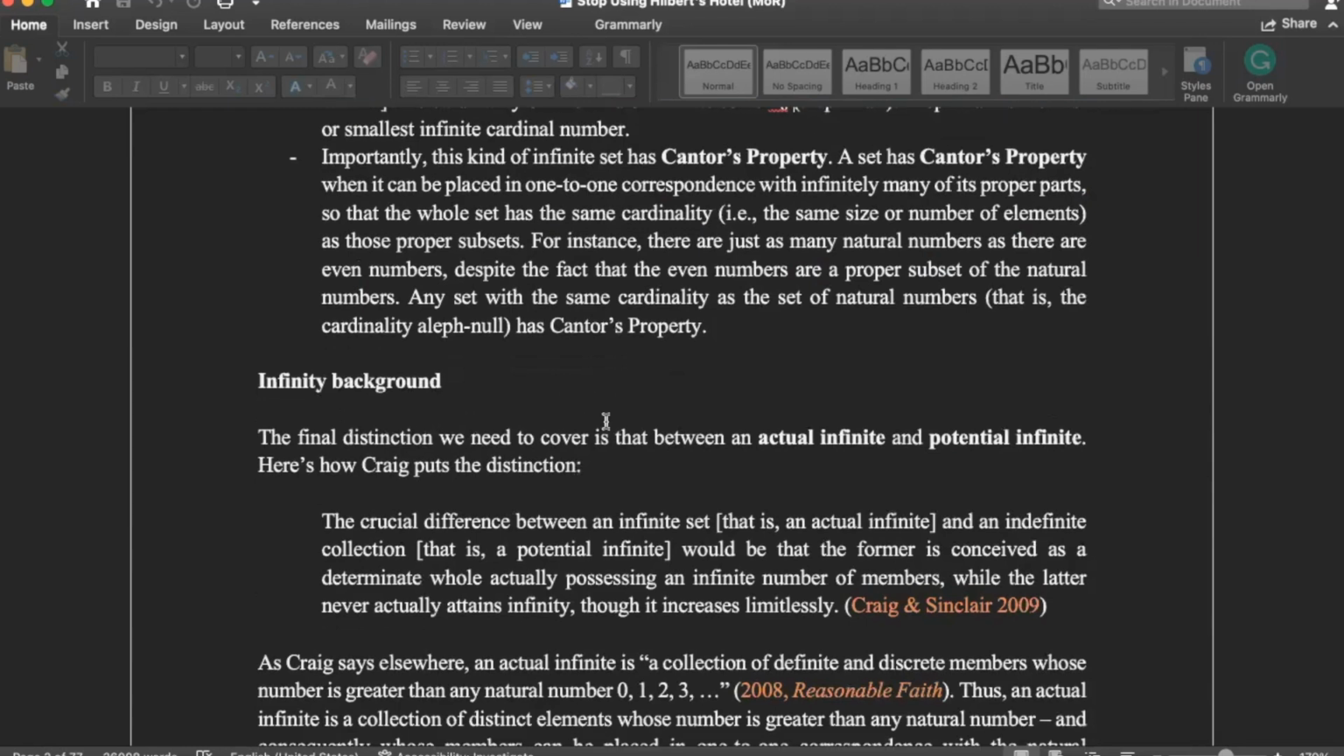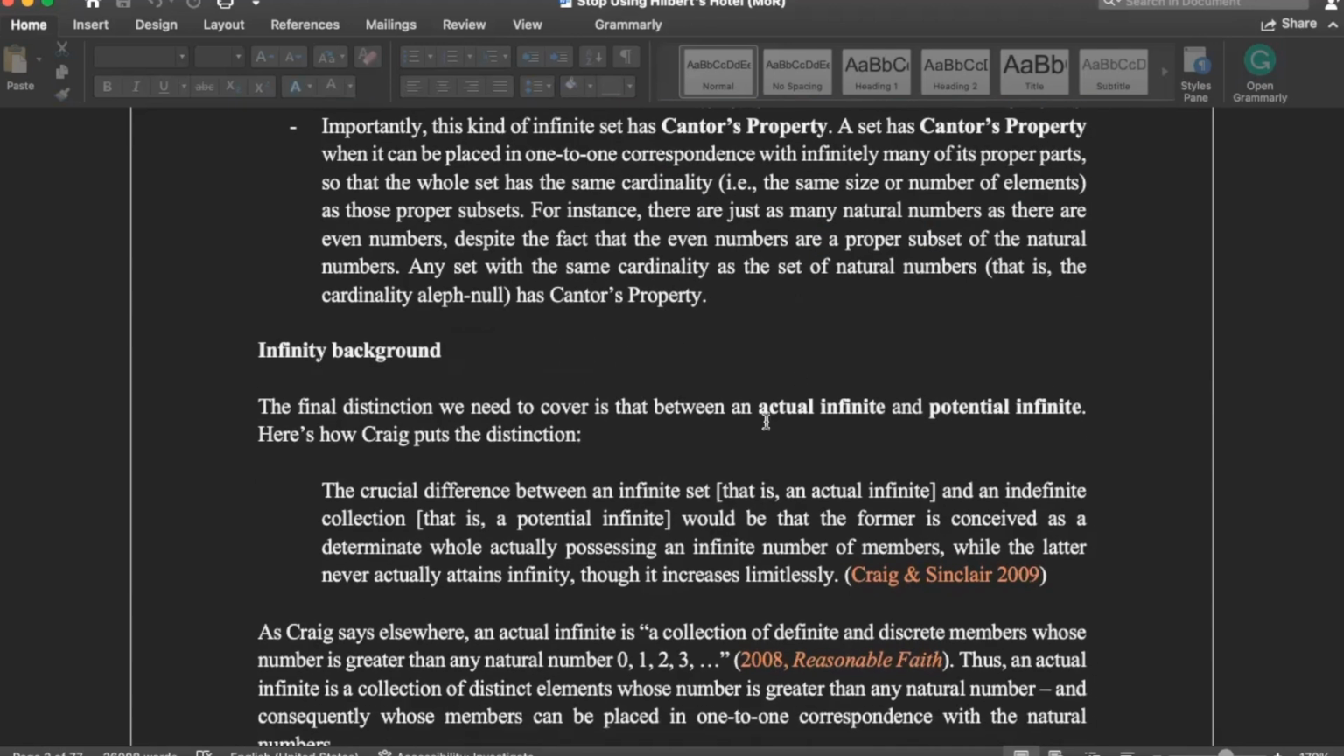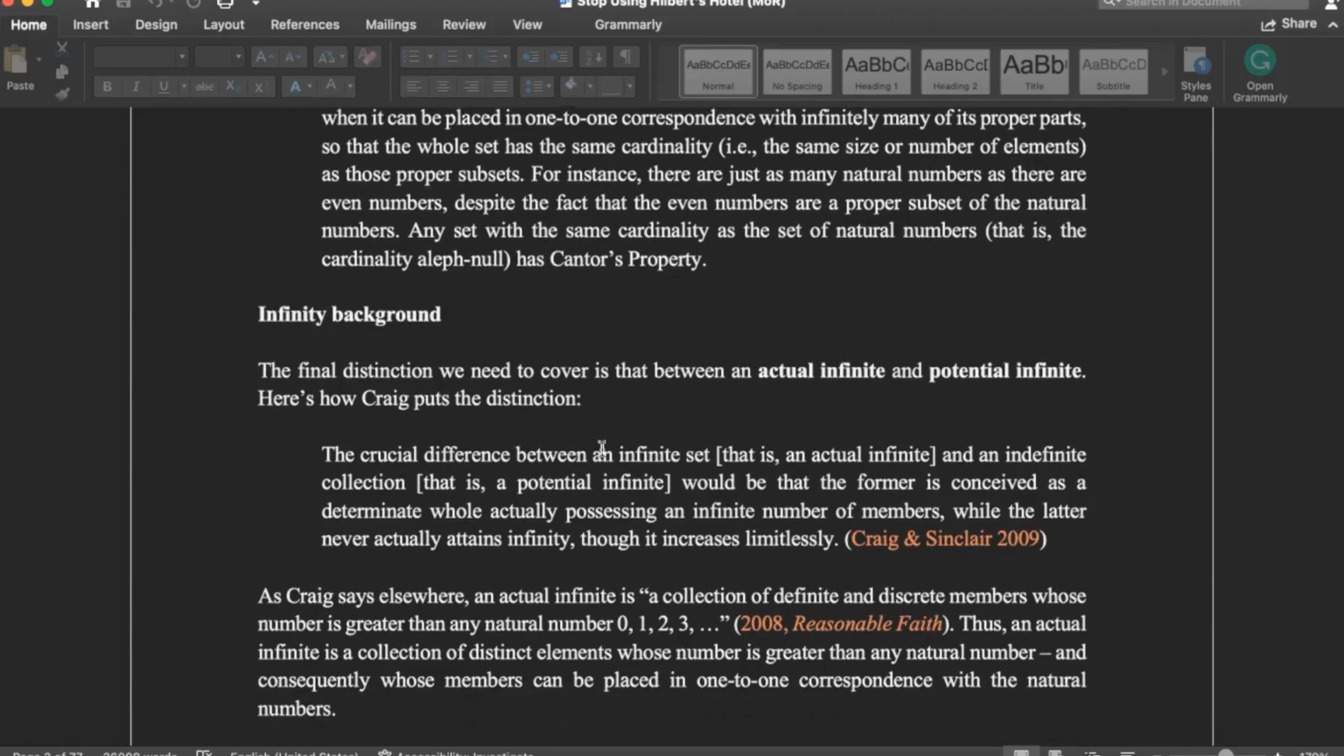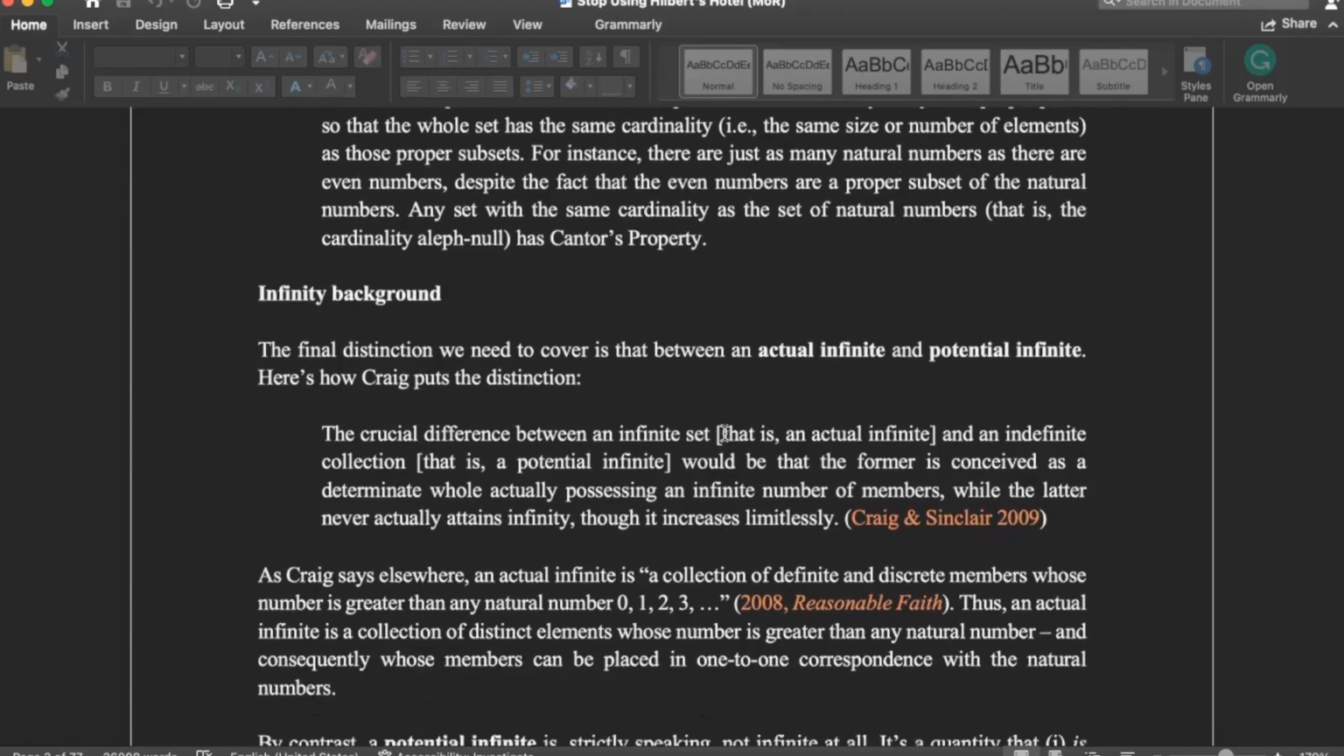Okay, so the final distinction we need to cover is that between an actual infinite and a potential infinite. Here's how Craig puts the distinction. The crucial difference between an infinite set, that is an actual infinite, and an indefinite collection, that is a potential infinite, would be that the former is conceived as a determinate whole actually possessing an infinite number of members, while the latter never actually attains infinity, though it increases limitlessly.